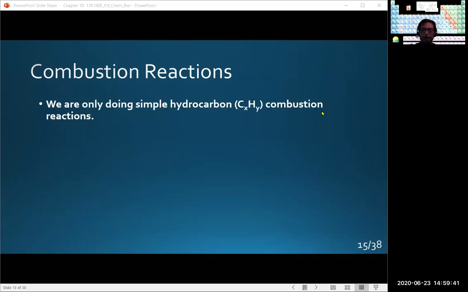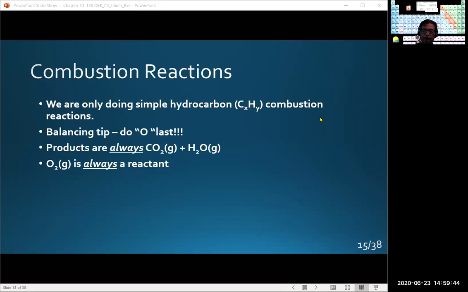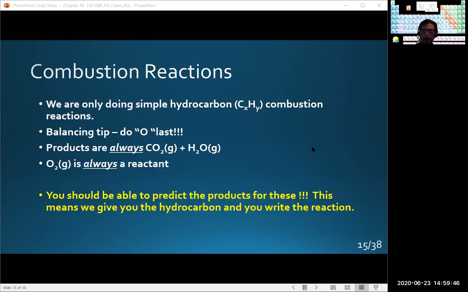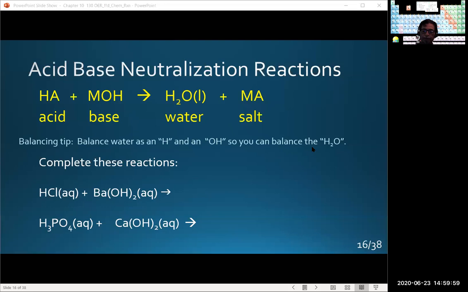So that's a combustion reaction. And these are the rules, the guidelines to help you balance combustion reactions, okay? Carbon, hydrogen, and then do the oxygen last.